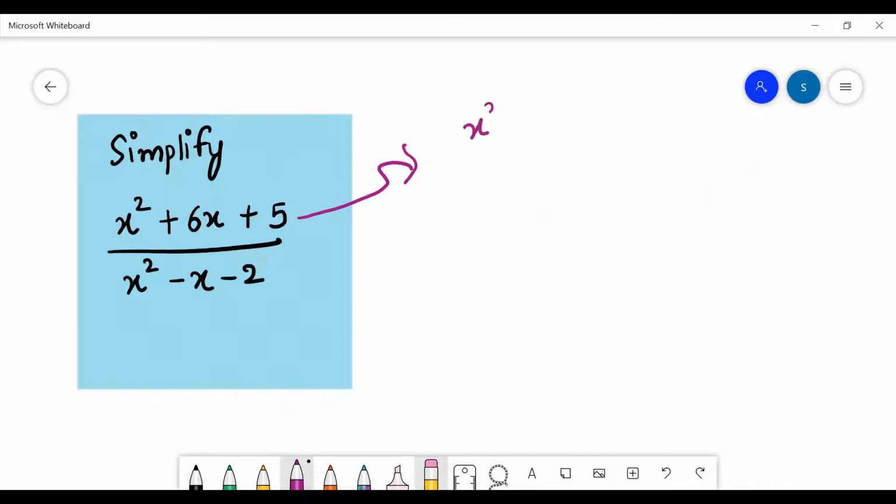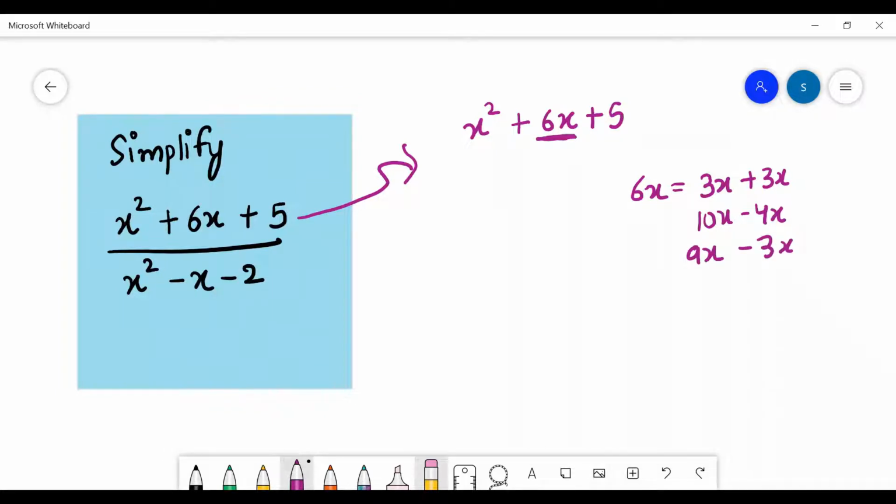So the numerator is x square plus 6x plus 5. So factorization is simply you start by splitting the middle term, 6x. So there are different ways to write 6x. For example, you can write 6x as 3x plus 3x, or 10x minus 4x, or 9x minus 3x. So there are different ways of writing 6x as a combination of two terms.